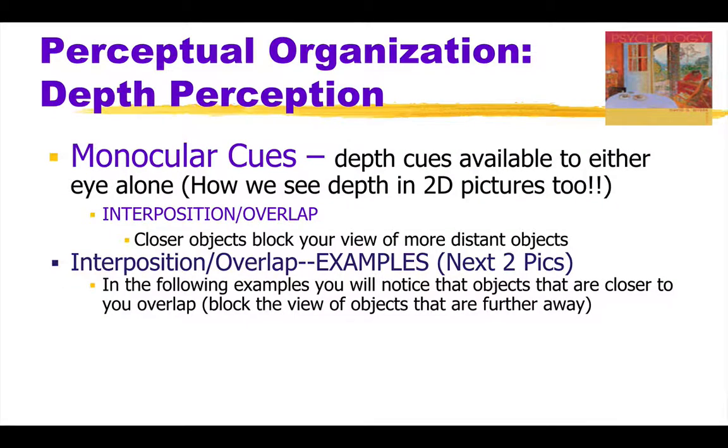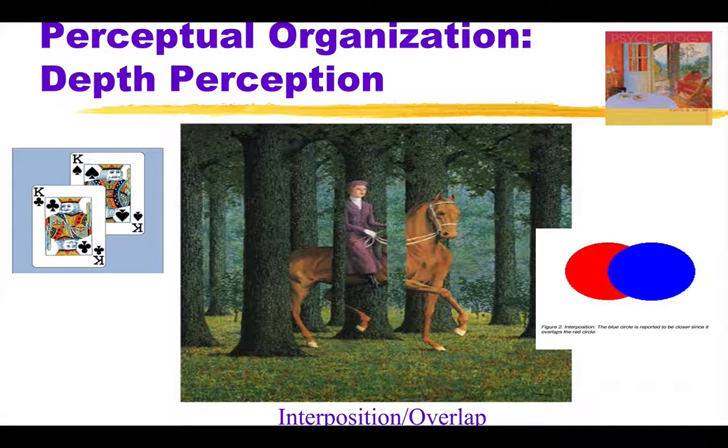Interposition or overlap. If I can see all of you and only part of somebody on the other side of you, my brain assumes that you are closer. These cards, even though this is 2D, this card is closer to me than this card. This card's on top. I can see all of it.